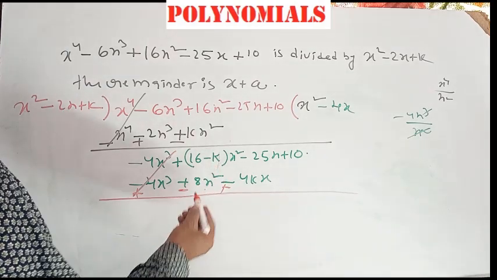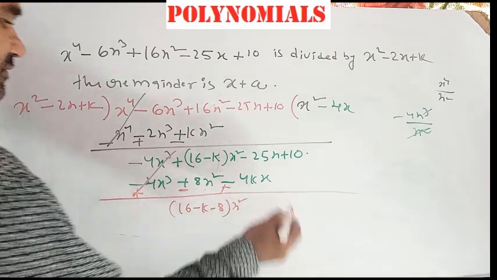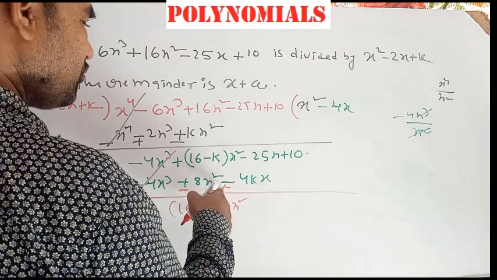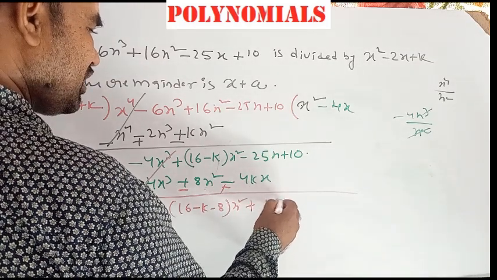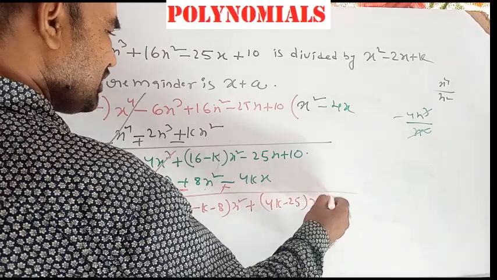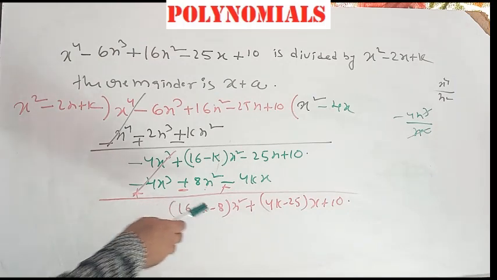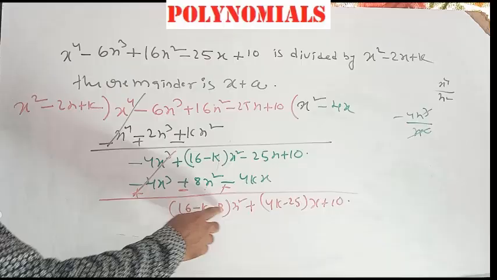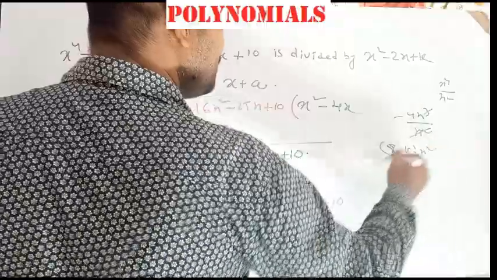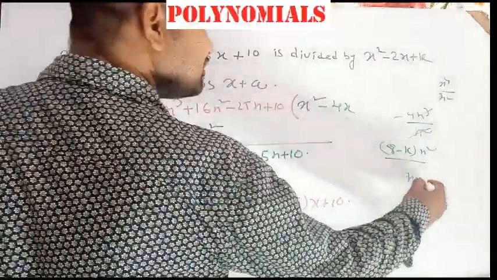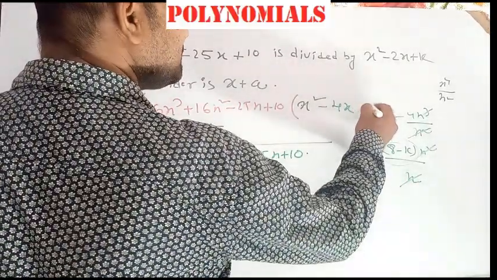These two are like terms here, so (16 - k - 8) x^2, plus 4kx. Taking x common, (4k - 25)x + 10. Still the division is not completed, because this is second degree and this is second degree. The first term is 16 - 8, that is (8 - k)x^2. This first term of the new dividend should be divided by x^2. So the next term of the quotient is 8 - k.